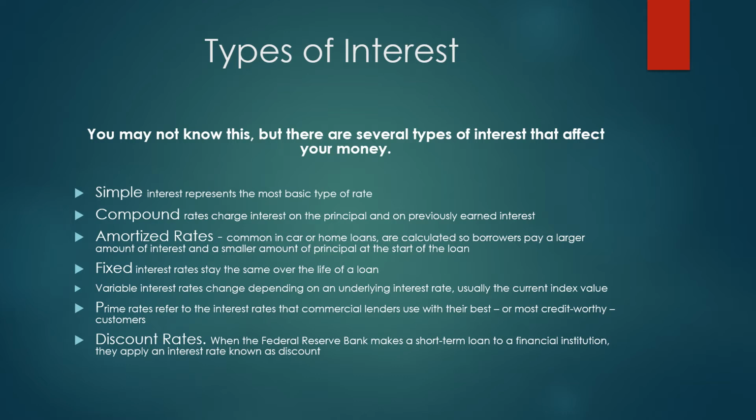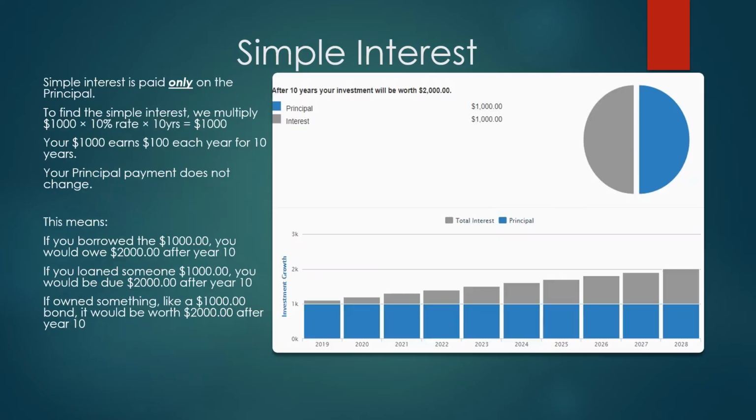Fixed interest rates stay the same over the life of the loan. Variable interest rates change depending on the underlying interest rate, usually the current index value. Prime rates refer to the interest rate that commercial lenders use with their best and most credit-worthy customers. So many of you know how much I've been harping on making sure as a community we do better with our credit. This is one of the primary reasons. You save a lot of money when you get those lower interest rates. And then there's discount rates. When the Federal Reserve Bank makes a short-term loan to a financial institution, they apply an interest rate known as discount. So let's take a look at simple interest first.